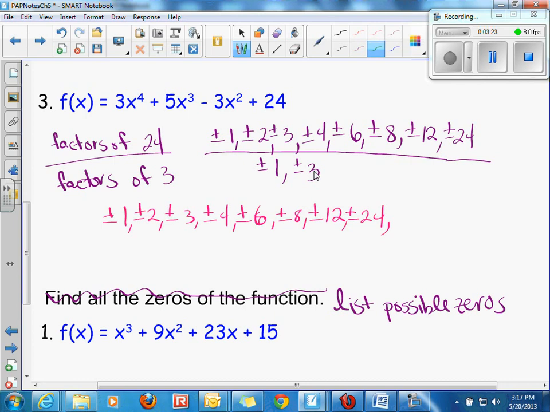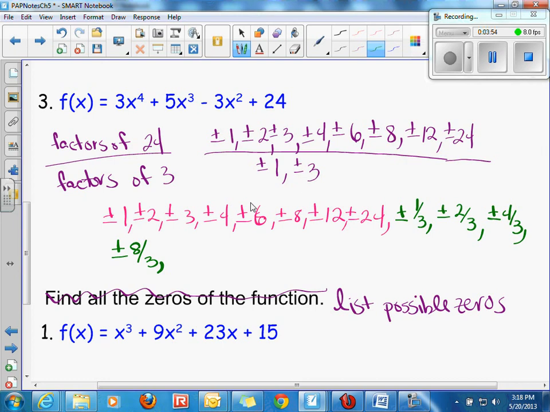So the first one, 1 divided by 3, is not listed. So we want a plus and minus 1/3. 2 divided by 3 is not already listed, so plus and minus 2/3. 3 divided by 3 is 1, and that's already listed, so we don't bother with it. 4 divided by 3 is not here, so we do need to put it. I'm going to continue here below. 6 divided by 3 is 2. That's already listed, so we don't put it. 8 divided by 3 is not listed, so we do need to put it.